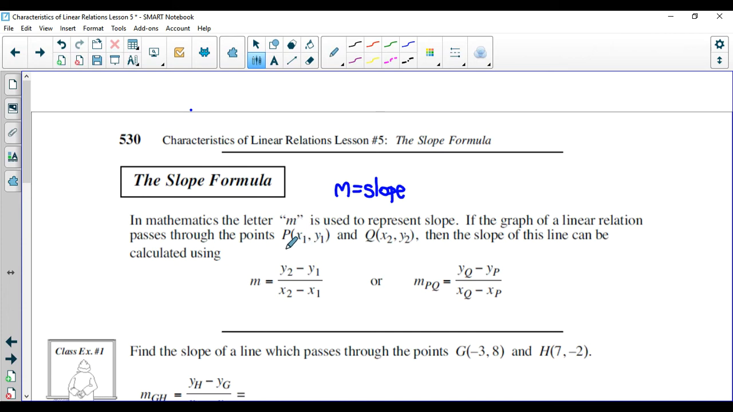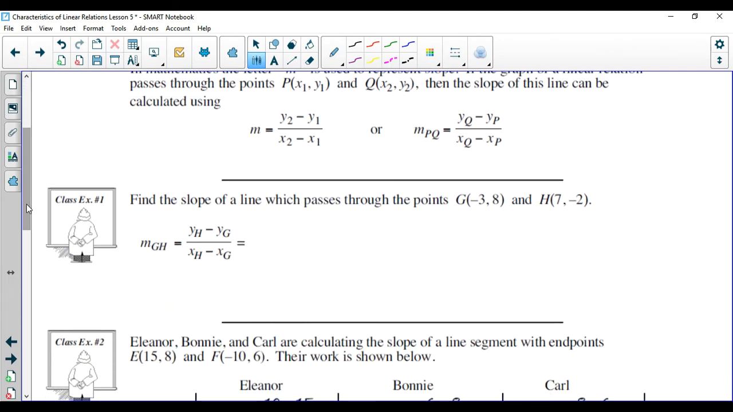The important thing to recognize is there's a difference between your y coordinates and x coordinates, and also the difference in y is on the top and the difference in x is on the bottom. That's because the difference in y is your rise and the difference in x is the run. And again, slope is rise divided by run. Okay, so let's look at an example here.